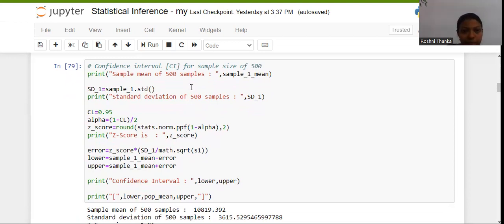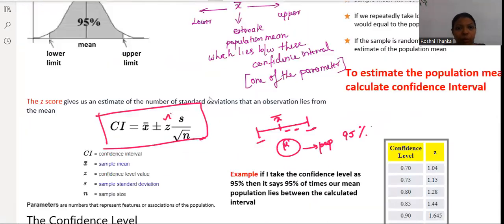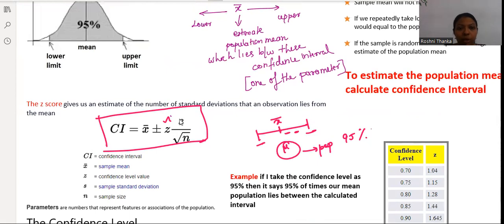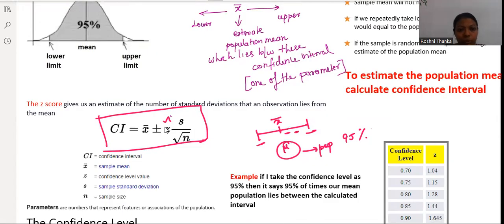So for that, first let us take the standard deviation. If you look at this formula, we know what are the things we need. We want the standard deviation, right? So for that, we are calculating the standard deviation. Okay, then we want to find the z value. So this is a z value.